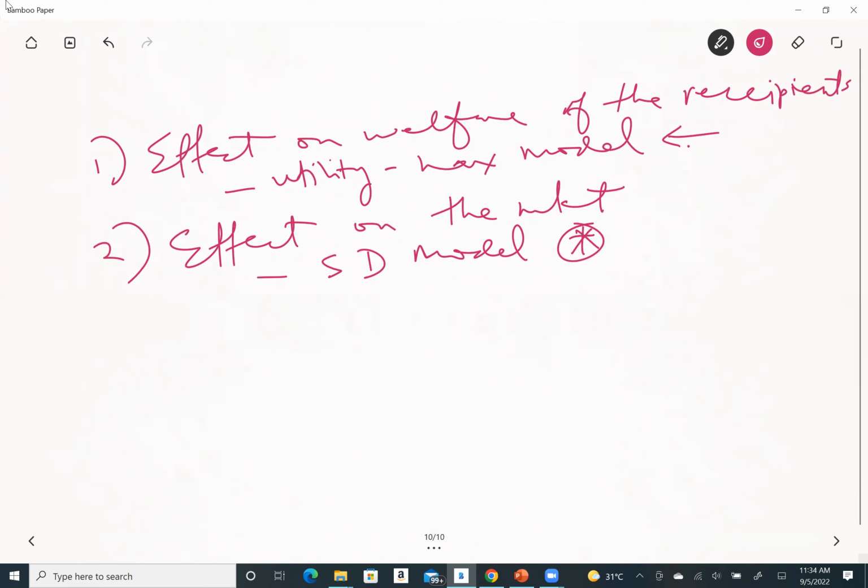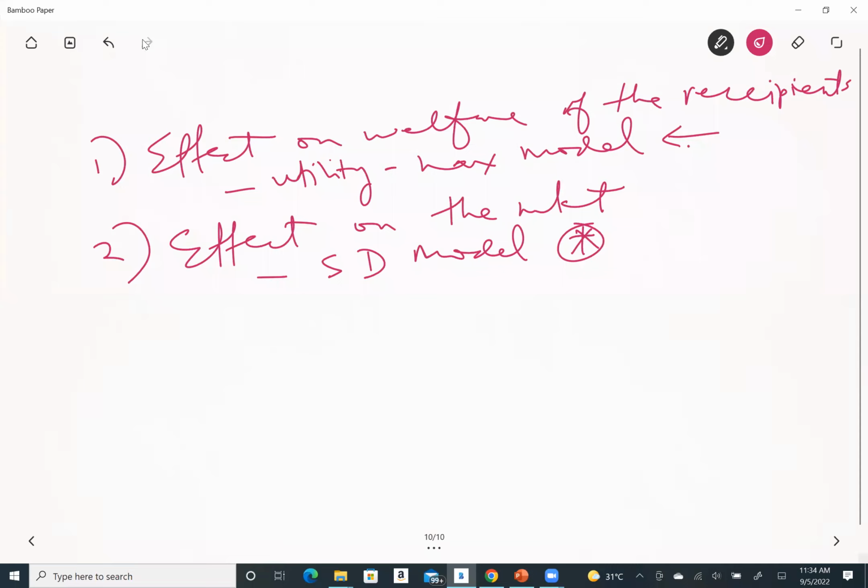So this is our approach to the study of subsidy. We're going to look at the effect, number one, on the utility, and number two, on the supply and demand, that means on the market.